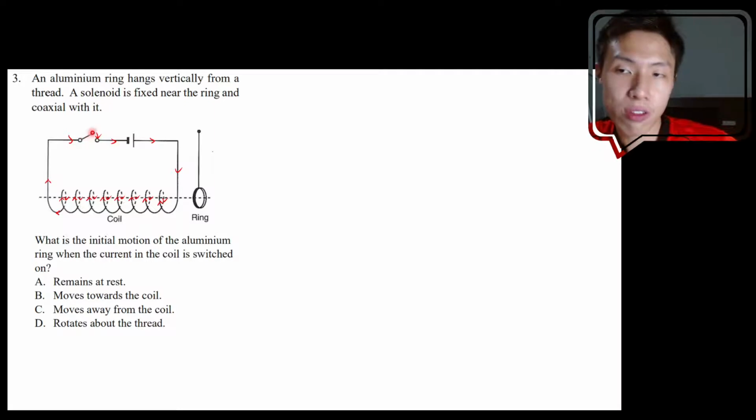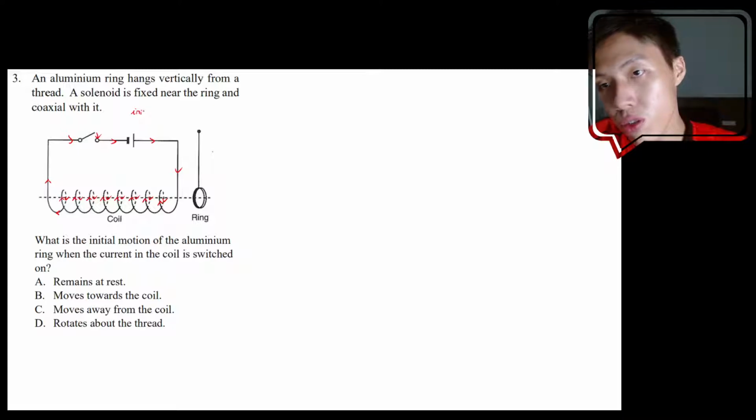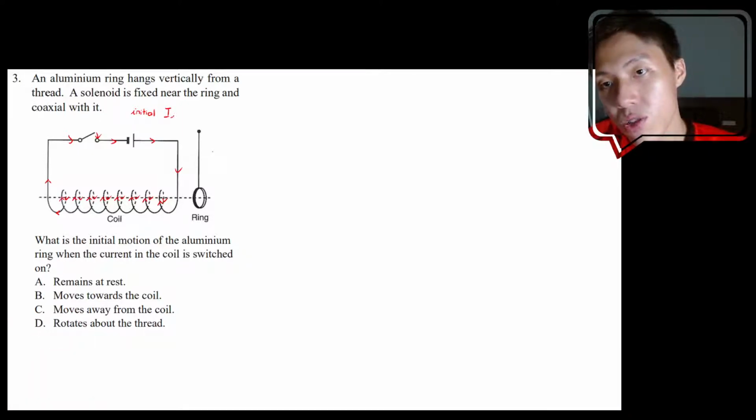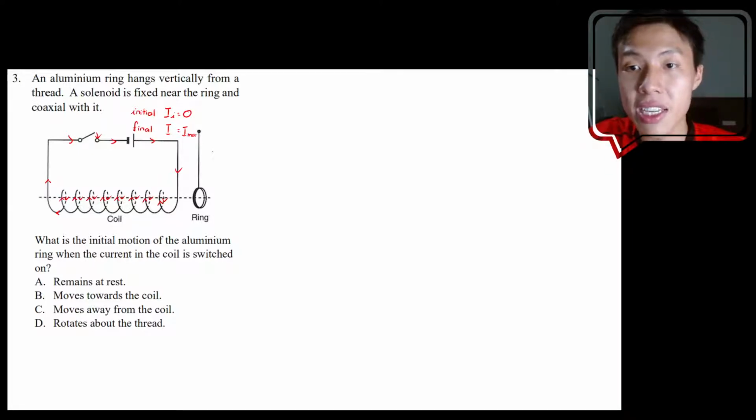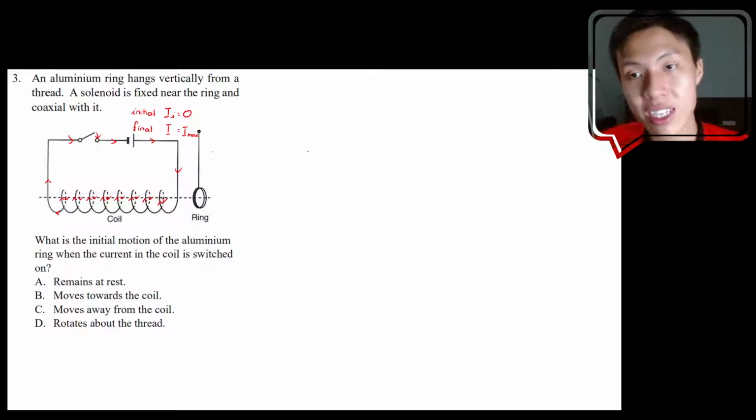The idea is like this. If you close the switch, initially, let's write it down. Initially, before you close the switch, there should be no current. I initial should be equal to 0, but finally, when it reaches a stable value, I will be equal to I max or I steady. So it takes some time to reach the final value of current, from 0 to the final value of current. But it's an increase in current.